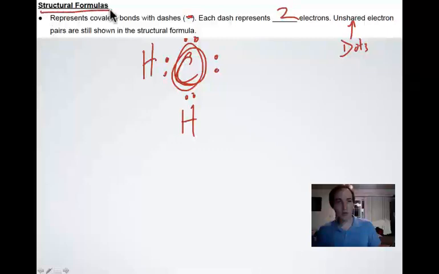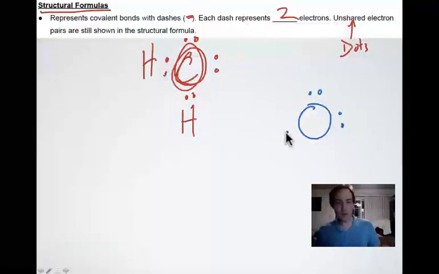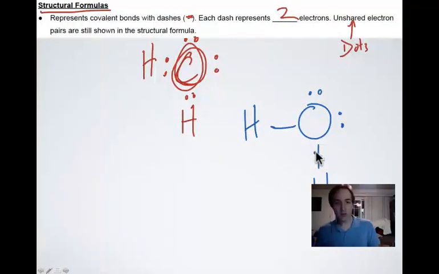If we're going to draw this as a structural formula, we take our oxygen, we still put our lone pairs on the outside, but then these shared pairs are going to show up as a line. So I simply draw a line to represent the bond. You just have to remember that every line represents 2 electrons. So think of an electron being there and there on either end of the line.